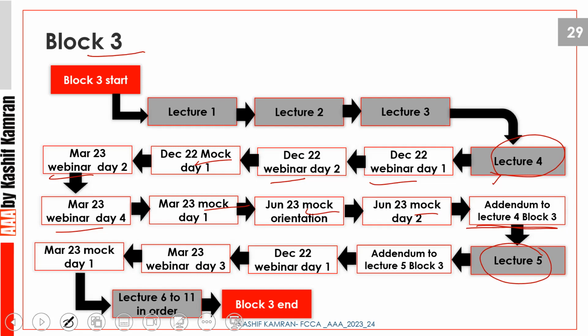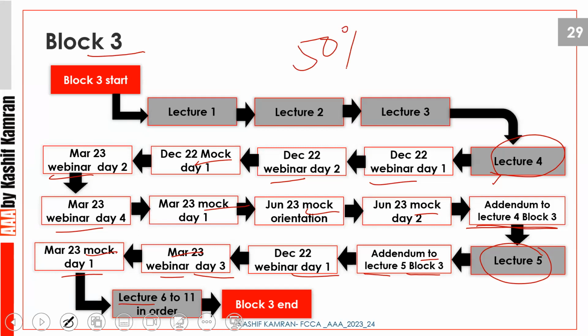Lots of practice. Webinar and mock means practice. And you need practice for risk, because risk is the core area to pass in the AAA paper. And then you come to lecture 5, with some distortions for lecture 5 as well. After you watch lecture 5, you will go to the addendum to lecture 5, block 3. And after you finish the addendum to lecture 5, block 3, you will go to December 22 webinar day 1. You will then go to March 23 webinar day 3. You will then go to March 23 mock day 1. And after completing all that, you come back to lecture number 6, and you will go in the order for lecture 6 to lecture 11. No further distortion. And that marks the end of block 3.